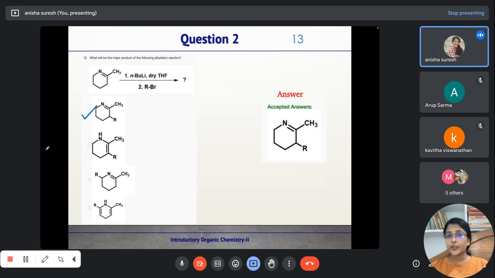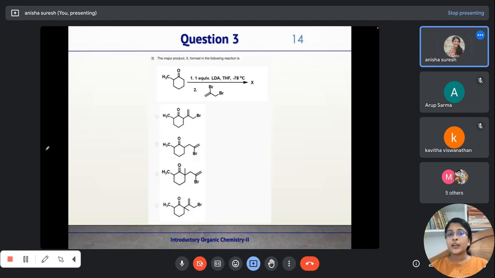Now we will move forward to question number 3. Here a substituted cyclohexanone is given. It was treated with LDA in THF at minus 78 degrees Celsius and quenched with this substituted allyl bromide. So it will be giving a major product X. What will be that major product? That is the question.